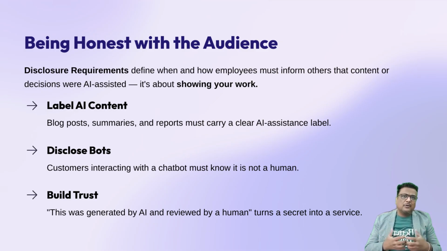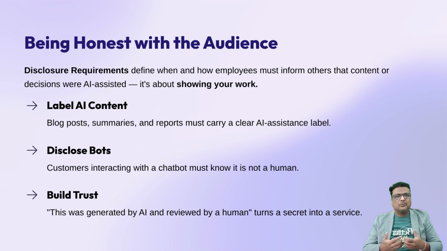If you write a blog post using AI, should there be a label? If a customer is talking to a bot, do they need to know it's not a human? Let's break this down together. Transparency builds trust. Our AUP should specify the exact labels to use. Stay with me here, because being sneaky with AI is the fastest way to ruin your company's reputation. I've seen that when companies are upfront and say, this summary was generated by AI and reviewed by a human, people actually appreciate the honesty. It moves the technology from a secret to a service.